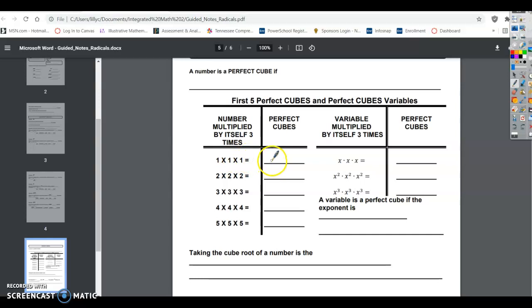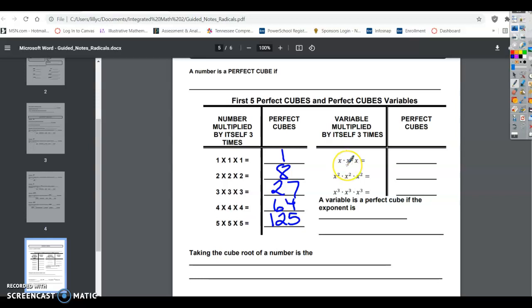So we're going to say 1 times 1 times 1 is 1. 2 times 2 times 2 is 8. We got 27. We've got 64. And 125. Okay, again, if you're good at multiplying, you're going to see 2 times 2 is 4, 4 times 2 is 8, 3 times 3 is 9, 9 times 3 is 27, 4 times 4 is 16, 16 times 4 is 64, 5 times 5 is 25, 25 times 5 is 125.